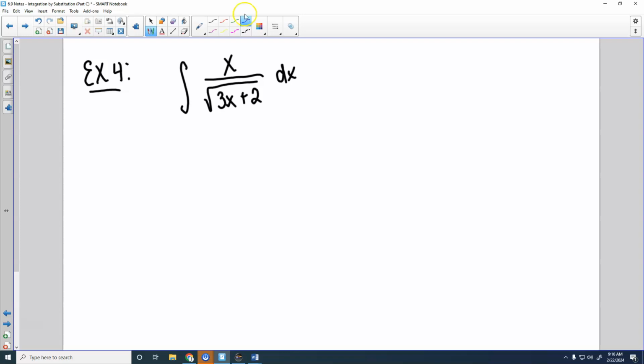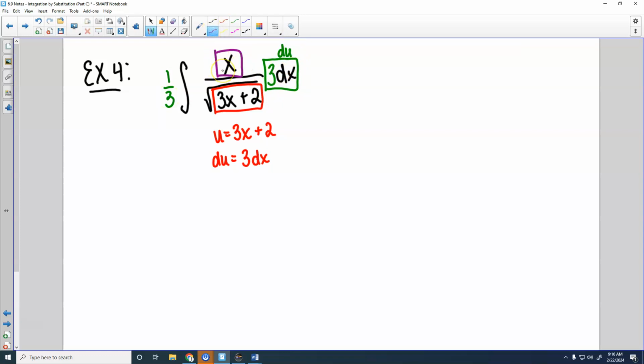All right. Okay. What do you guys think for the u? It's going to have to be 3x plus 2. So that would make du just 3 dx. So we're running into the same issue we had on the second problem that we did, right? I can put a 3 right here. That's no problem. I'll put a 1/3 out front. So there is my du. But this x on top right here can't be there, right? It's got to be replaced.